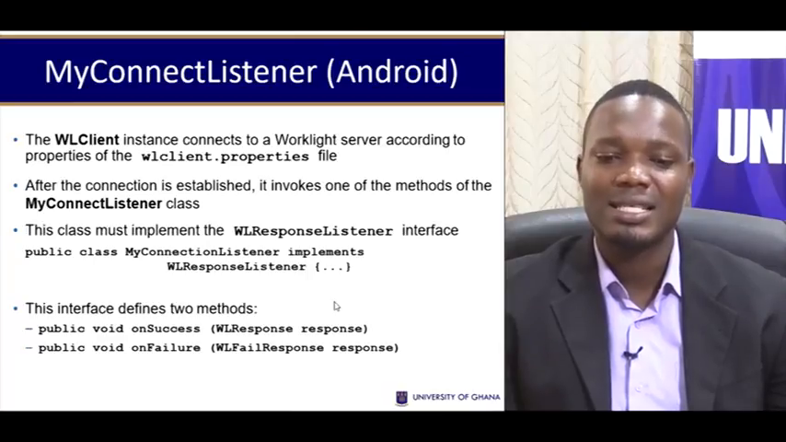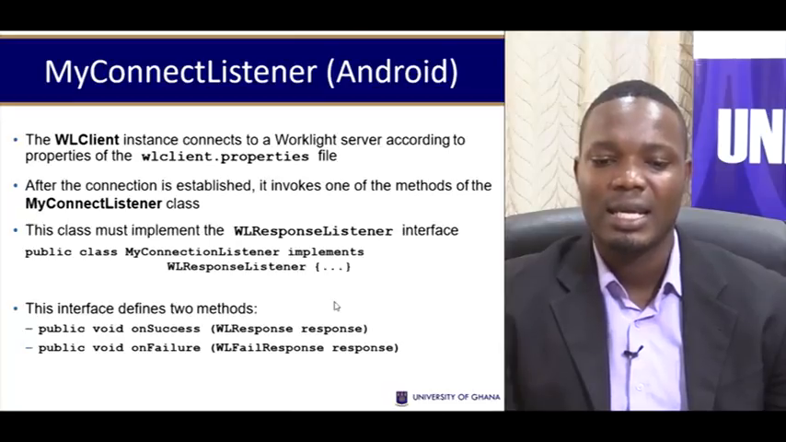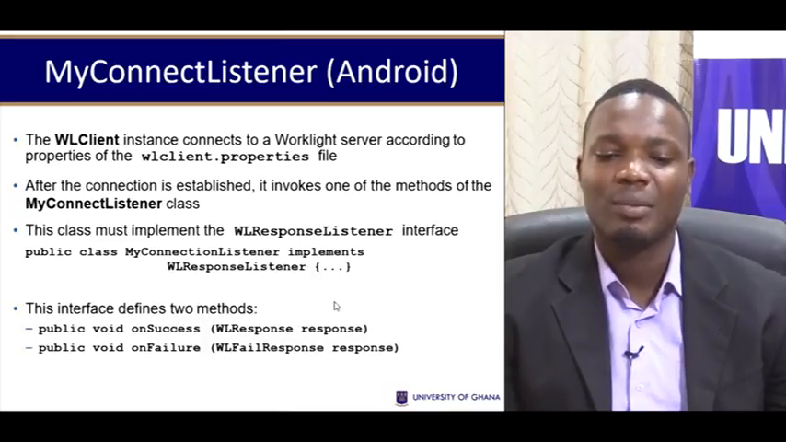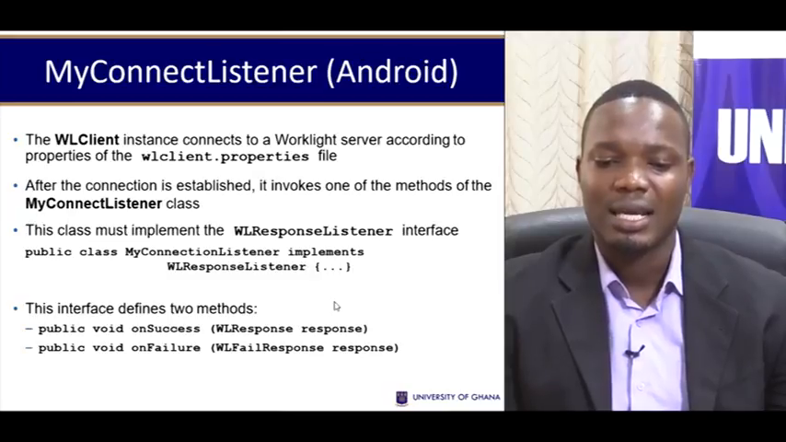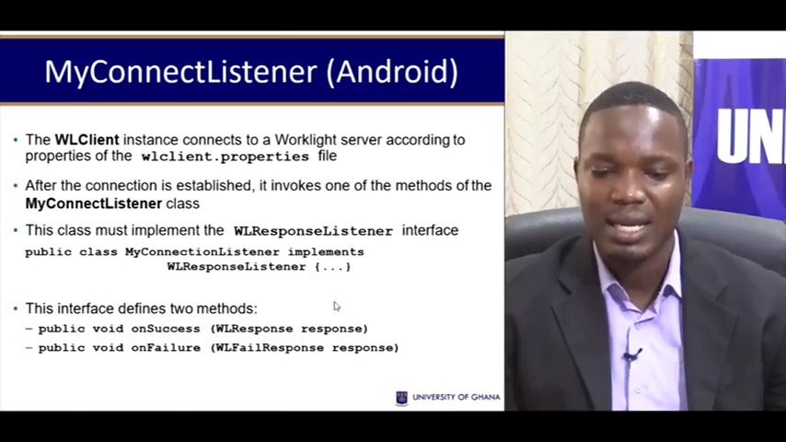You can copy this and use it accordingly in your application. Now, the MyConnectListener that we talked about in the previous slide is going to give us access after connection is established. Once we have a connection established, it's going to invoke one of the methods of the MyConnectListener. The class must implement the WLResponseListener interface. So this MyConnectListener should implement the WLResponseListener interface.